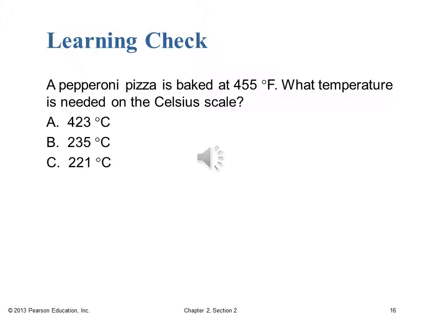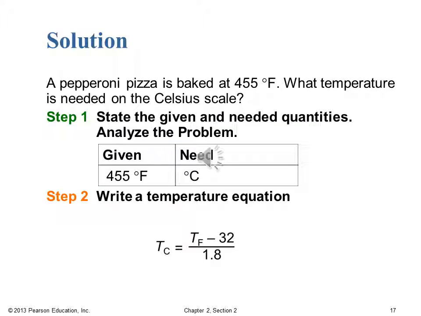So now it's just a matter of figuring out which one is the best answer, and that would rely on you solving the same sort of problem that we just worked together. So it's another chance to practice and make sure that it's going well, or find out if you're still struggling. All right, so here we have the given 455 degrees Fahrenheit. What we're looking for is that temperature relationship in the degrees Celsius value.